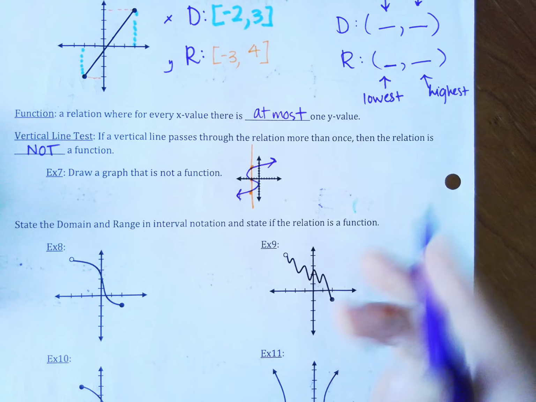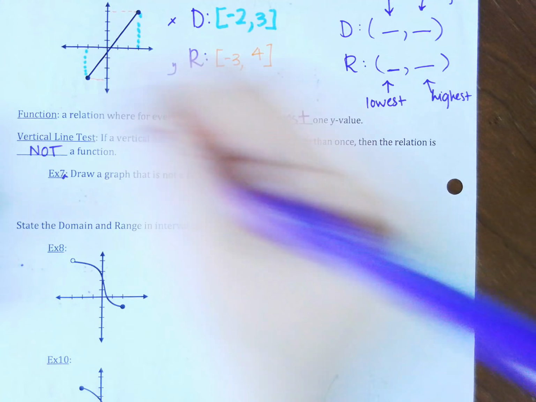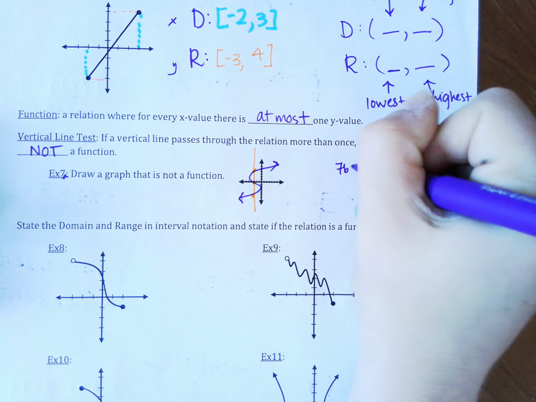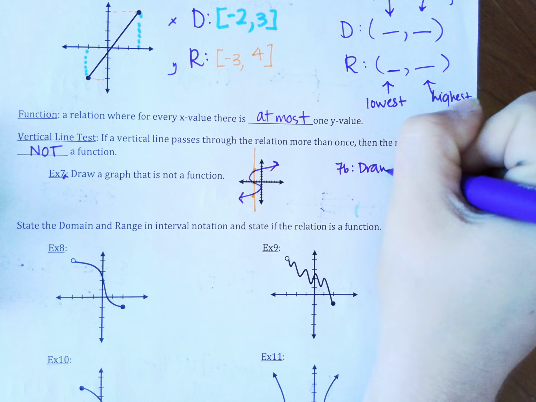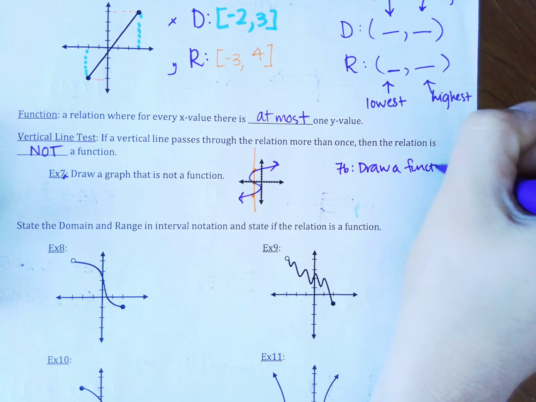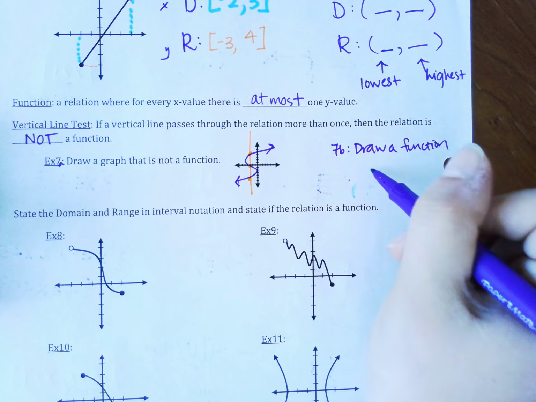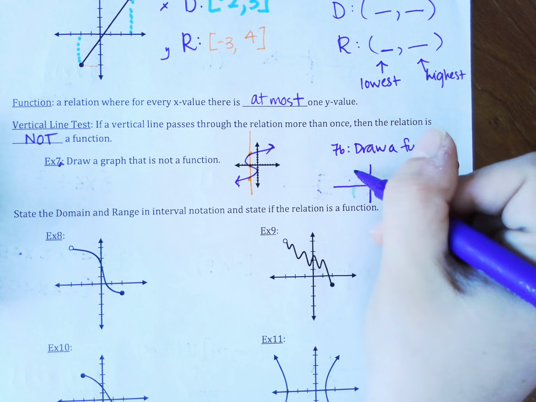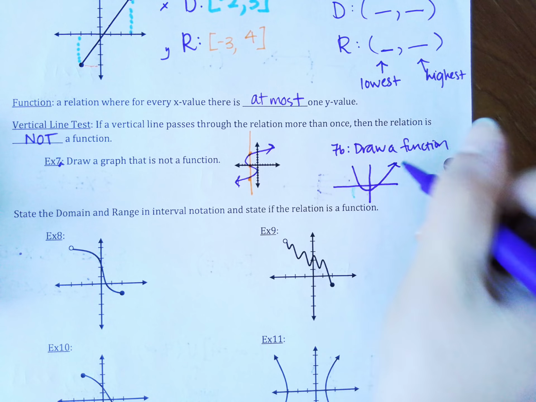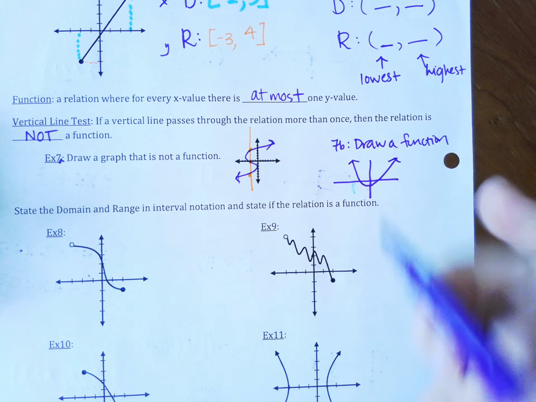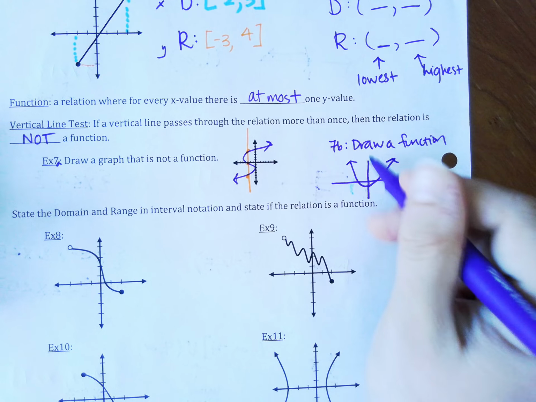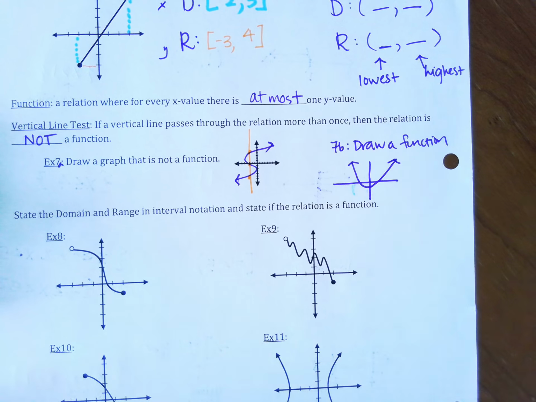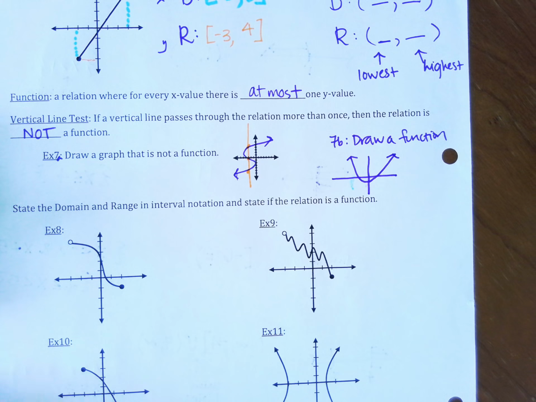So I'm going to draw one that's, I guess, 7a. I'm going to draw 7b, draw a function, just so that we can see the difference. So if I draw a function somewhere on my graph, I could draw something that looks like this. If I draw all my vertical lines throughout my entire graph, I won't hit it more than one time.